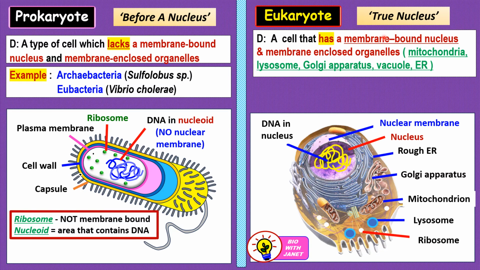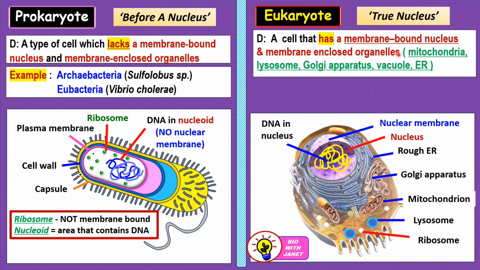So eu means true. The word eu means true. Karyote means nucleus, so true nucleus. That means eukaryotes are cells or contain cells that have the true nucleus, a nucleus with the nuclear membrane. Okay, the nucleus with the nuclear membrane. That's what we call a nucleus.